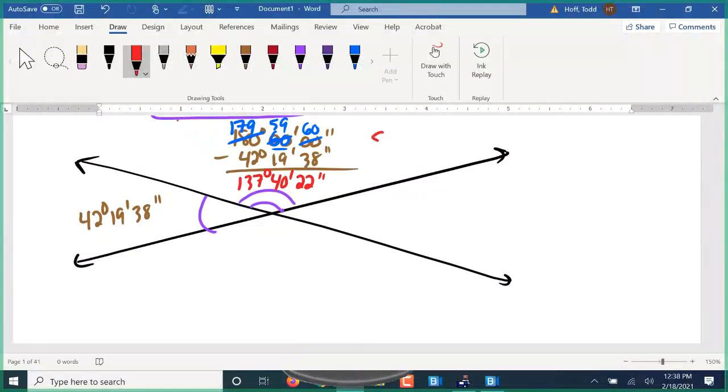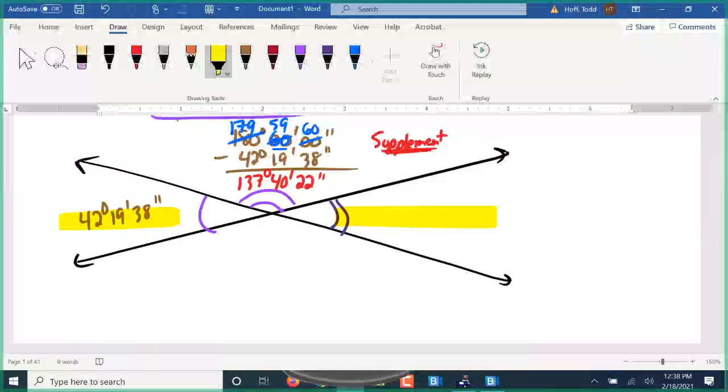So that was the supplement of that angle. We know supplement because they add up to 180 degrees or a straight line. Well, next, we have this angle over here. Looking at that angle, we don't have any calculation that we have to do here because it's what's referred to as vertical angles. Those two angles there are on opposite sides of intersecting lines.